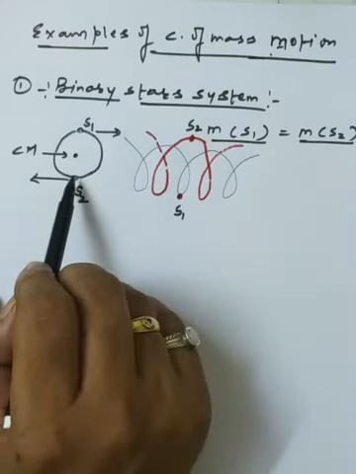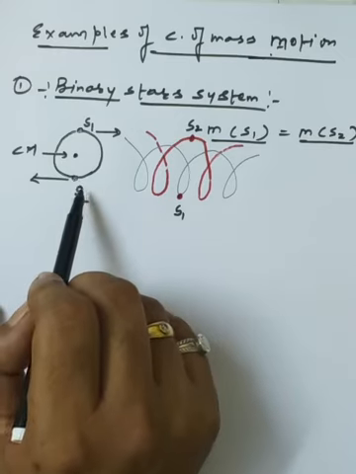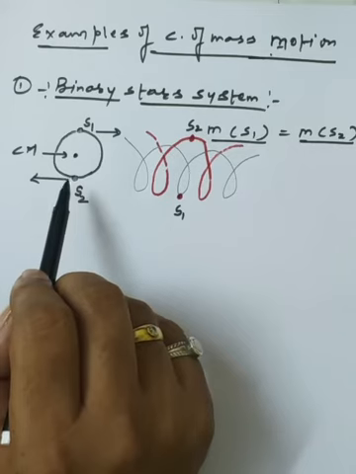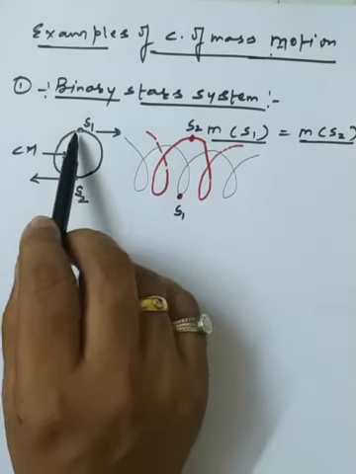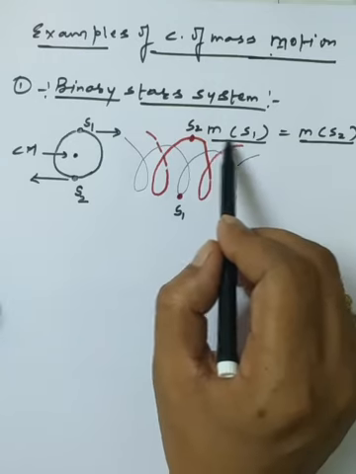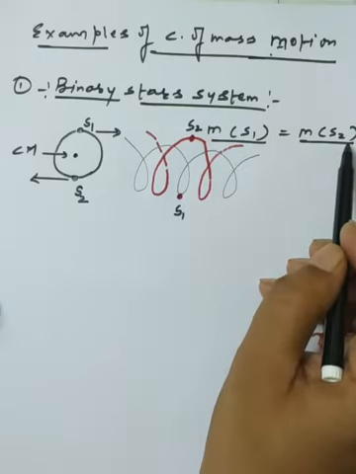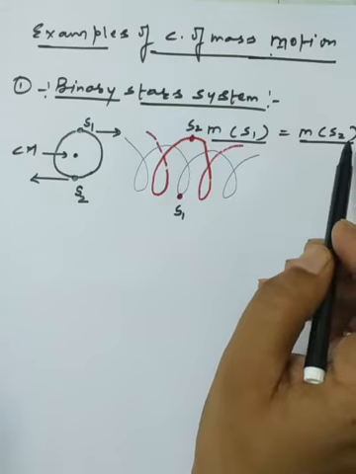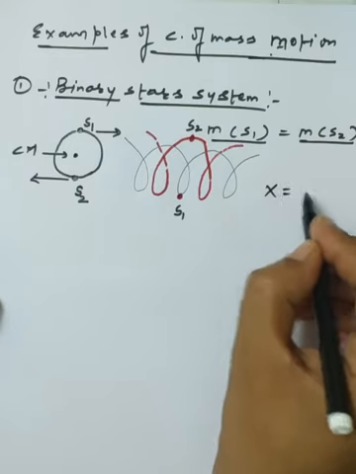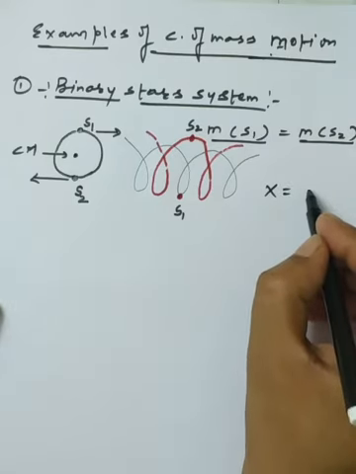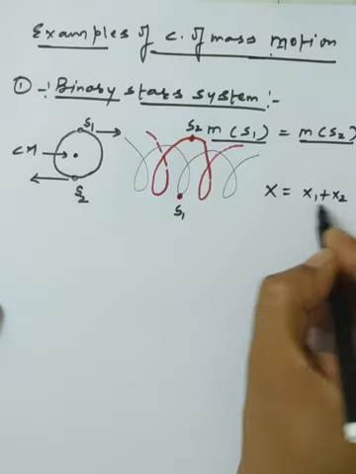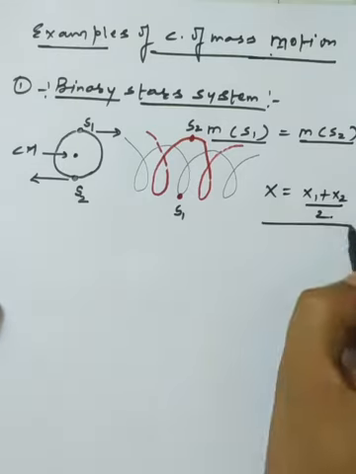We are assuming that, by means of the gravitational force, S1 and S2, the two stars, are bound to each other at a particular distance, and both stars have the same mass, that is, the mass of star S1 is equal to the mass of star S2. Already we have discussed that if two objects have the same mass, then the center of mass lies at the midpoint of the line joining them. We have already discussed this formula.